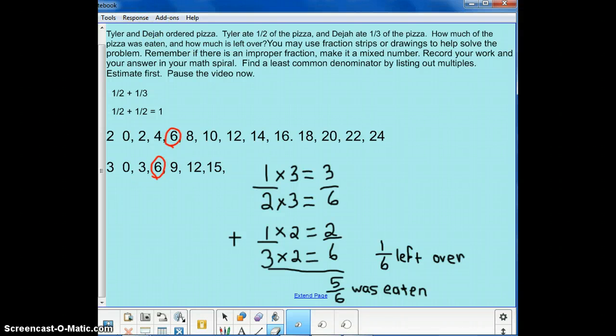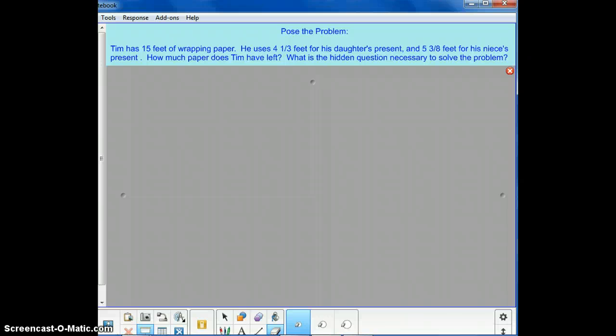Then pause the video. Tim has 15 feet of wrapping paper. He uses 4 1/3 feet for his daughter's present and 5 3/8 feet for his niece's present. How much paper does Tim have left? What is the hidden question necessary to solve the problem? Well, the hidden question is, in order to find out how much is left, how much was used. So, how much did Tim use?